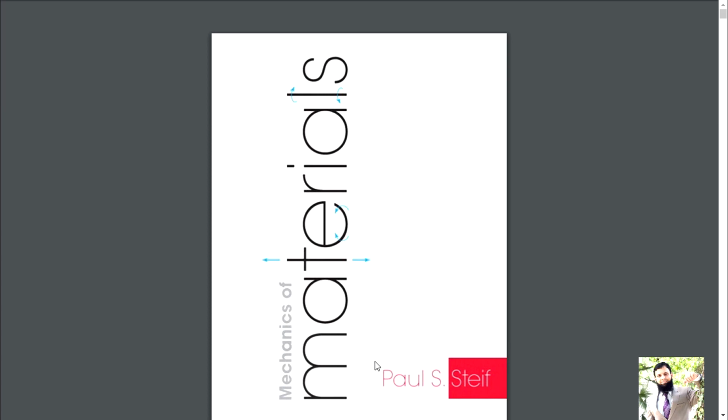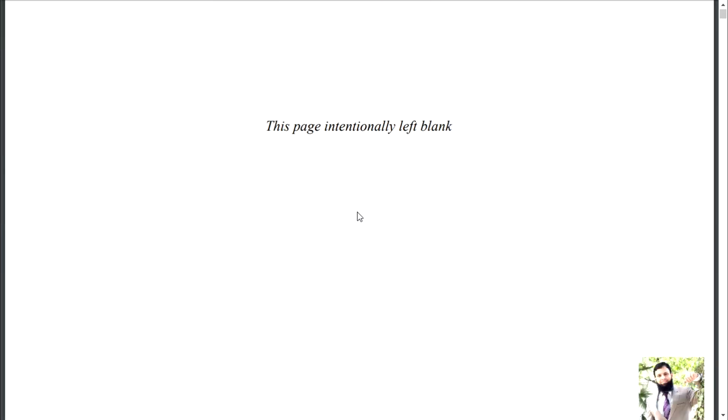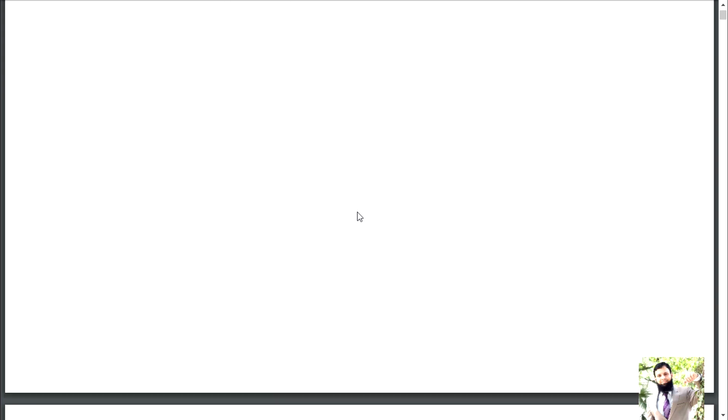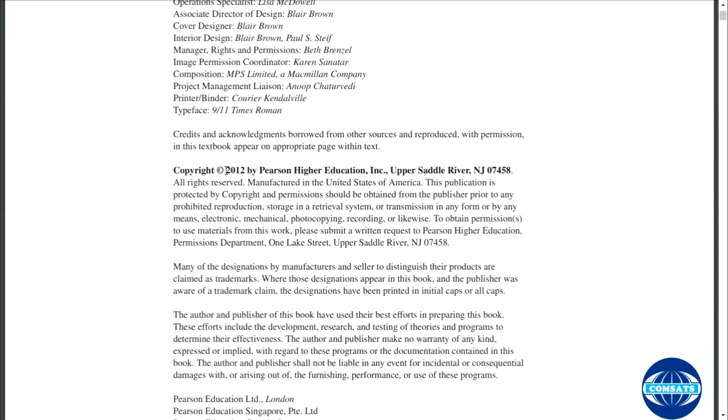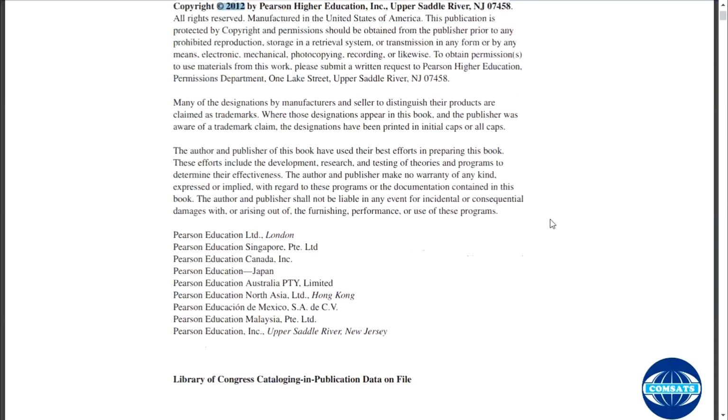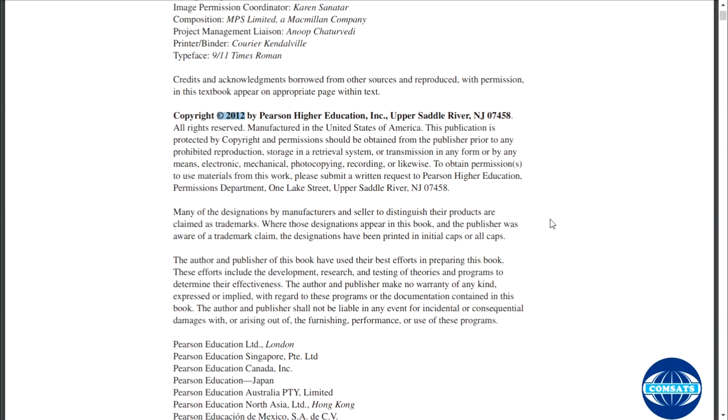So you can see that even in the heading or title of the book, this is the material and he has applied tension, and this is bending, and you can see twisting, and where is the compression. I think this can be called a compressive member, and it is a load. Mechanics of Materials, and this book was written in 2012.